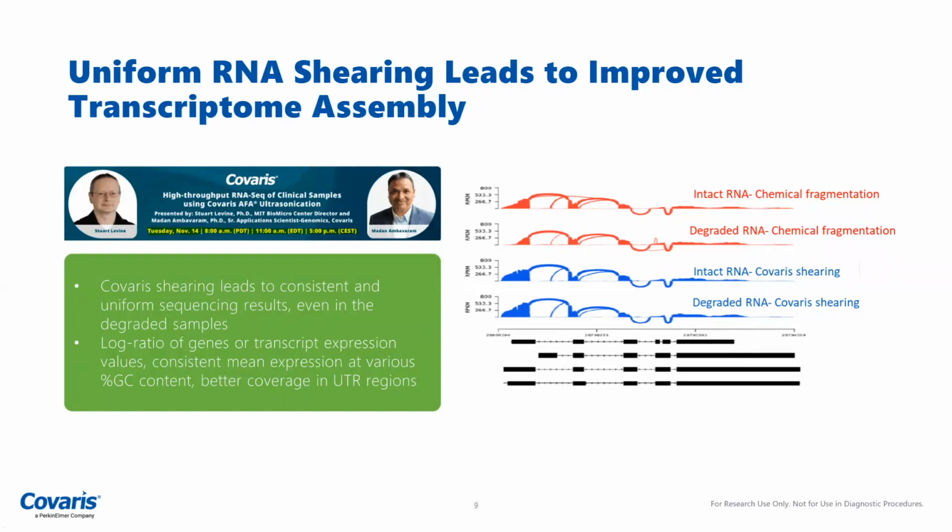This comparative analysis underscores the superiority of Covaris-based shearing. Notably, it reveals a marked increase in expression within crucial regions of gene clusters and untranslated regions, or UTRs. What's compelling is that Covaris shearing not only enhances performance by ensuring data integrity, even in degraded sample FFPE, but also streamlines the workflow.